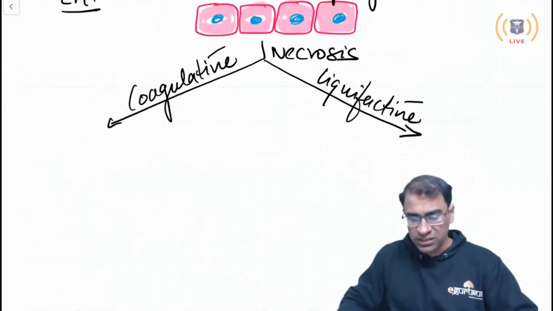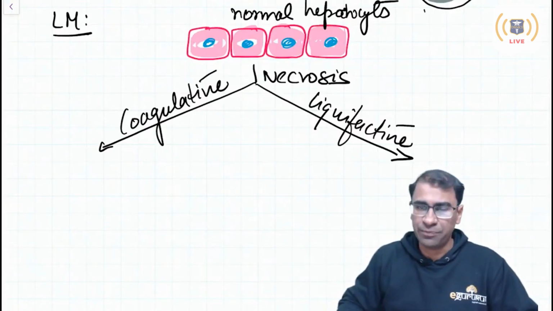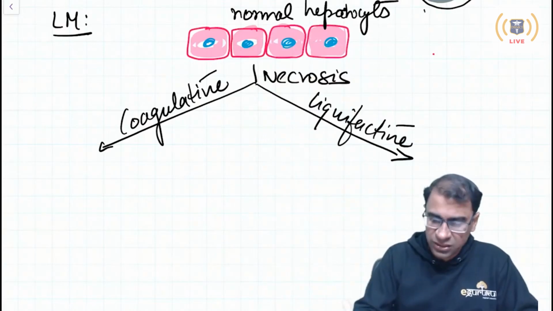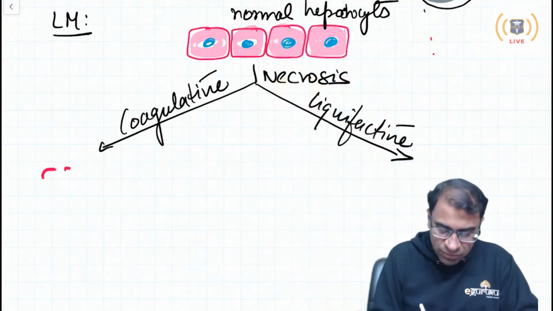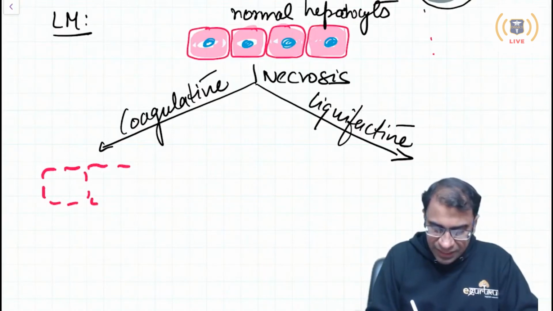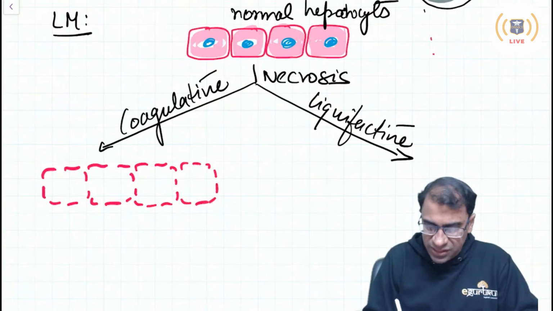Let's draw these four things in this diagram and see what you would expect. First of all, the plasma membrane of the cell should be damaged, so I'm drawing a damaged membrane like this. Understand, even though I'm damaging the membrane, the outline is still remaining intact. Why?